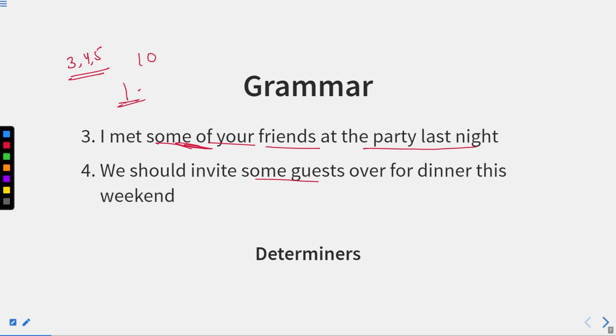We should invite some guests over for dinner this weekend. Some guests, it means they must be more than one or two. So we can use some guests. Though it is indefinite, it really depicts the amount that is probable, or the possible amount.